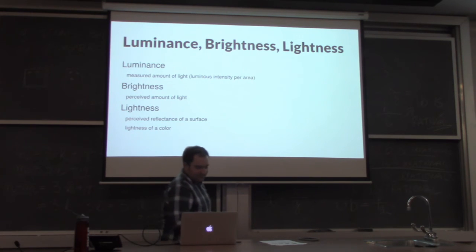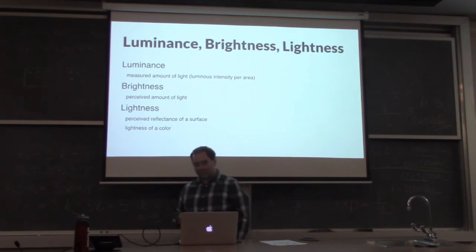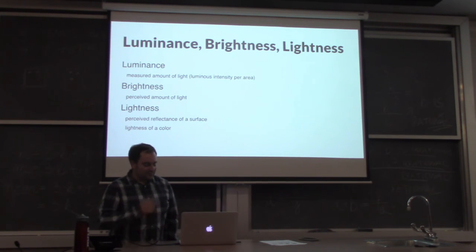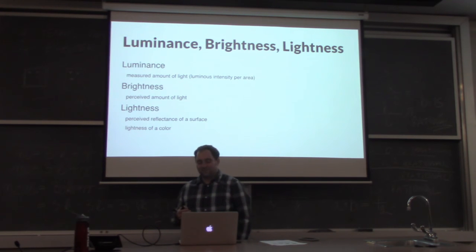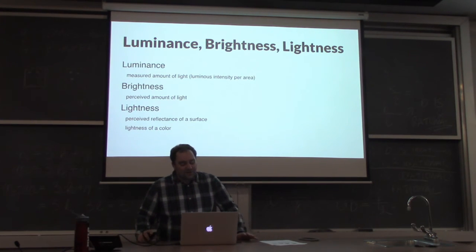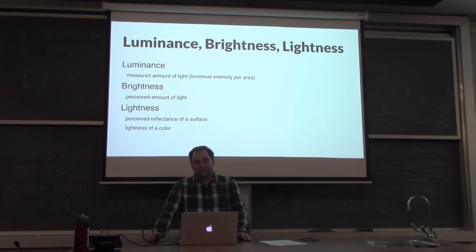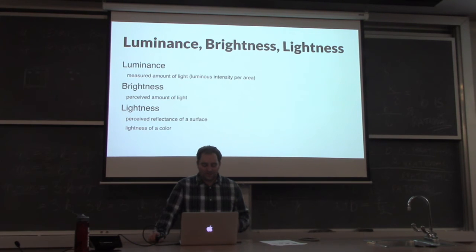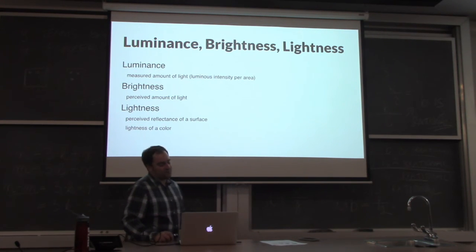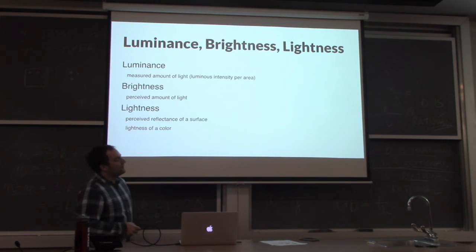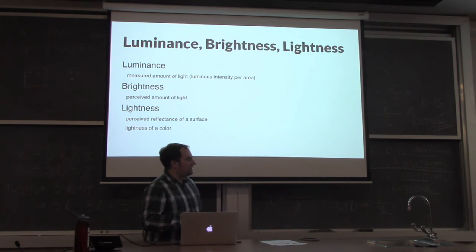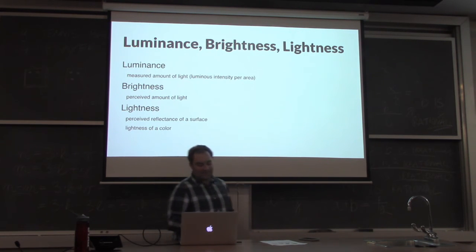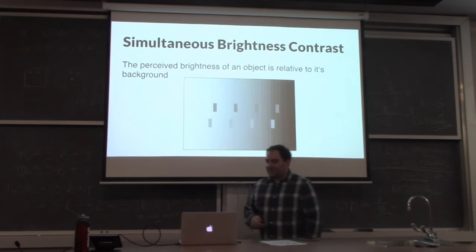So let me briefly mention the differences between luminance, brightness, and lightness. This is not particularly important for visualization, but I should mention it because it's not conventional knowledge. Luminance is the measured amount of light, the luminous intensity per area. Brightness is the perceived amount of light, and lightness is the perceived reflectance of a surface, the lightness of a color. So if you want to be very picky about your language, you don't say this color is bright, but you say this color is light. But yeah, just for completeness's sake.